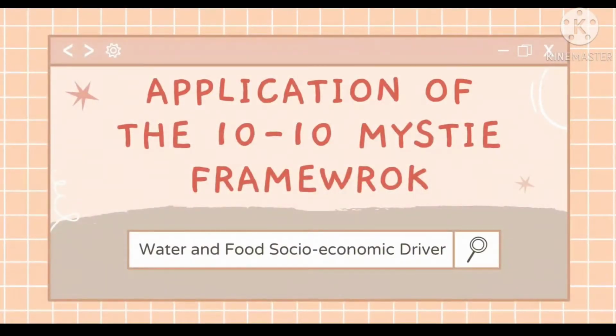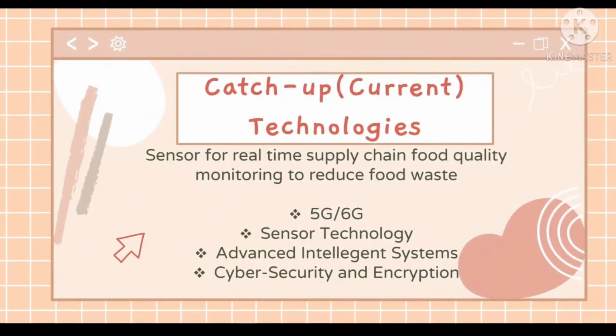Here, I will explain about the application of the 1010 MySTIE framework to the water and food socio-economic driver. Personally, I will share about one application of catch-up technologies, which is sensors for real-time supply chain food quality monitoring to reduce food waste. This technology includes 5G and 6G, sensor technology, advanced intelligence system, and cyber security and encryption.